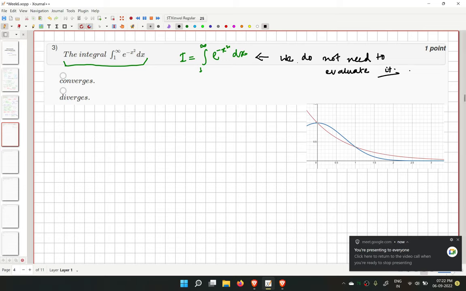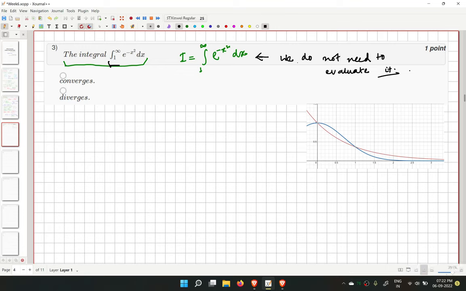We do not need to evaluate it. We can just deduce whether this is diverging or converging. So here I have already plotted these functions. The red one here is e to the power minus x, and the blue one is e to the power minus x square.